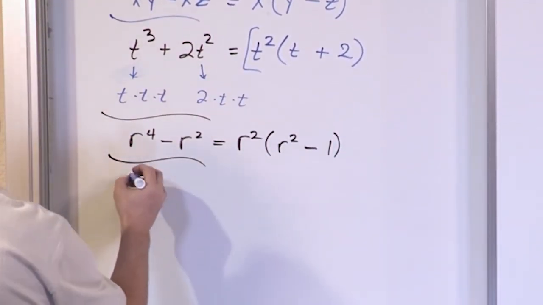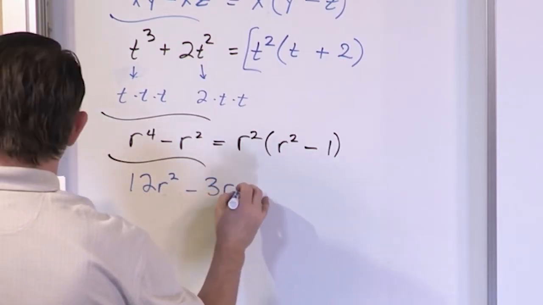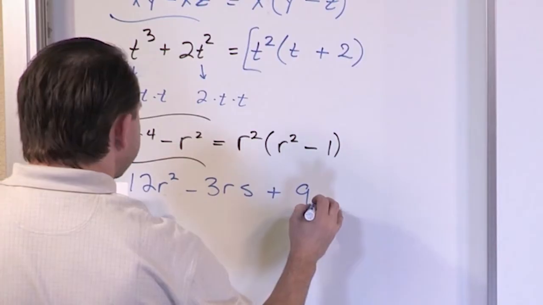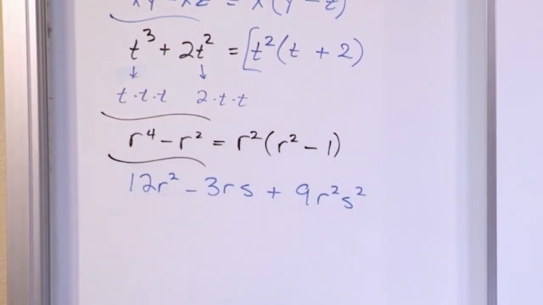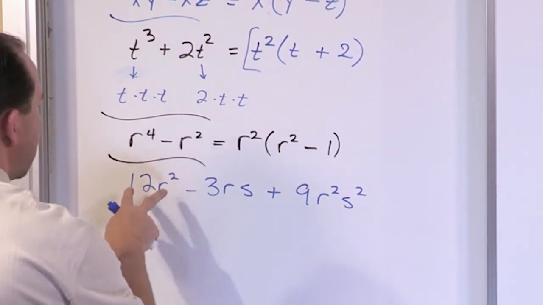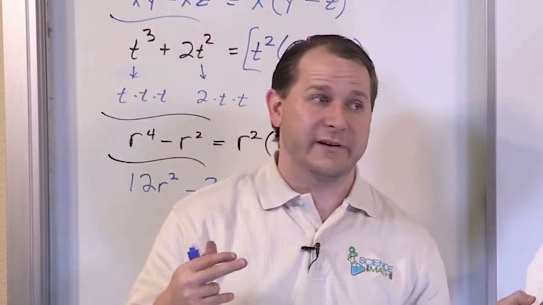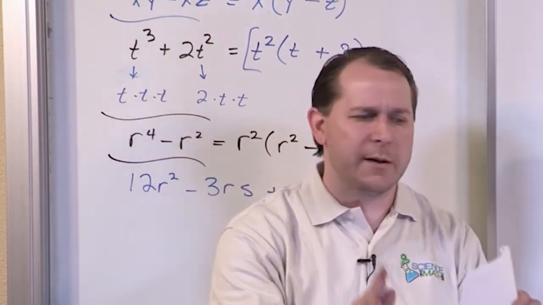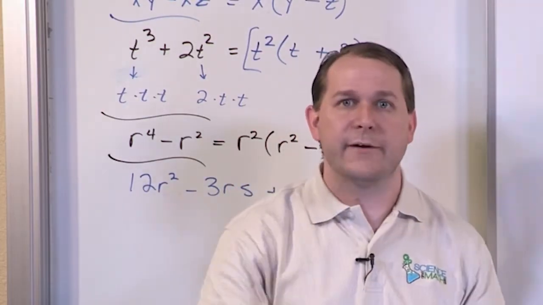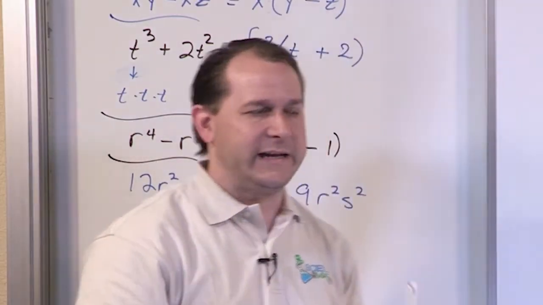Let's say I have 12 times r squared minus 3 times r s plus 9 times r squared s squared. All right, so I have 3 terms, and I'm trying to figure out what is going to be common to all of them. In this case I have 3 terms I'm looking at. Whenever I try to factor something out, it has to be common to all of them if I'm going to factor out from all of them. So you need to make sure whatever it is is common to everybody if you're going to try to pull it out.